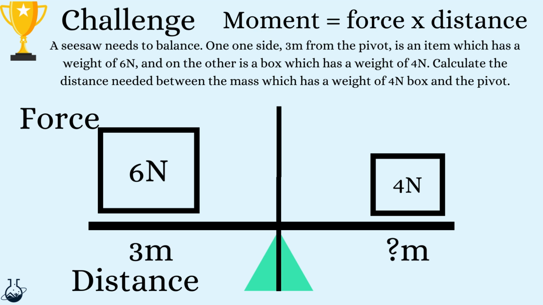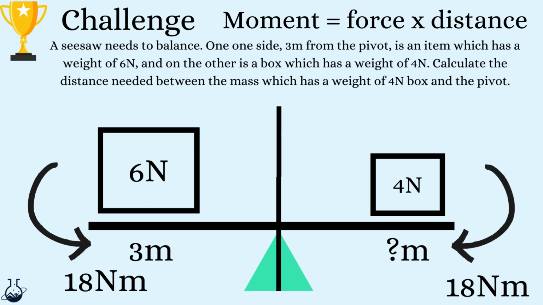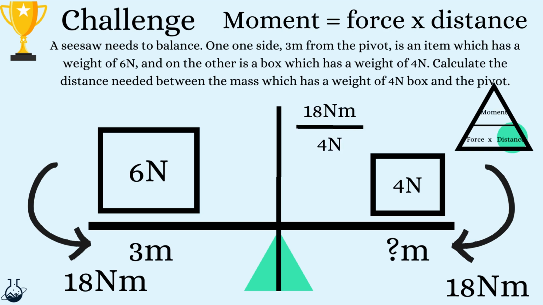Now on one side I have force and distance, so I can calculate the moment by multiplying these two together. 6 times 3 gives me an 18 newton meters anti-clockwise moment. And to balance, this needs to be the same for the clockwise moment, so this can be 18 newton meters too. On the right hand side, I now have the force on the seesaw and the moment. So I can calculate the distance working from the top of the triangle to the bottom, and that will give me a moment of 18 divided by a force of 4, which is a distance of 4.5 meters to balance out the heavier weight on the opposite side.